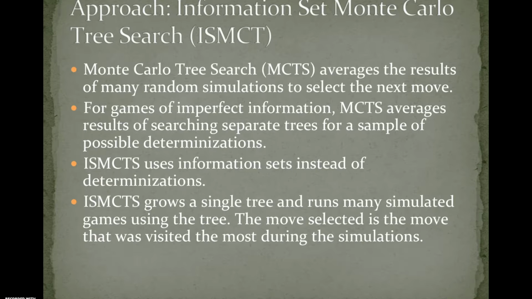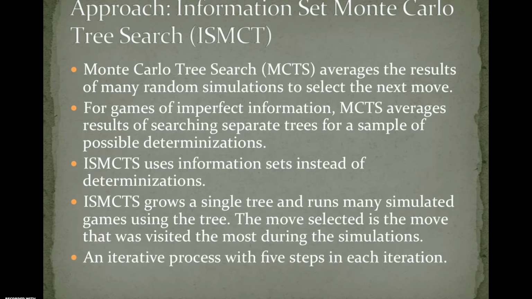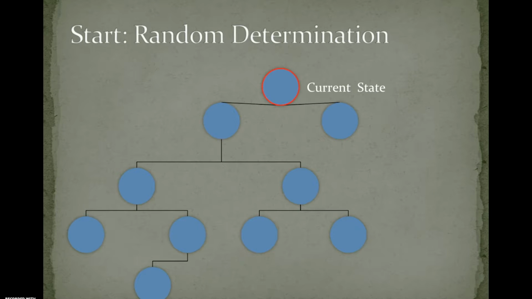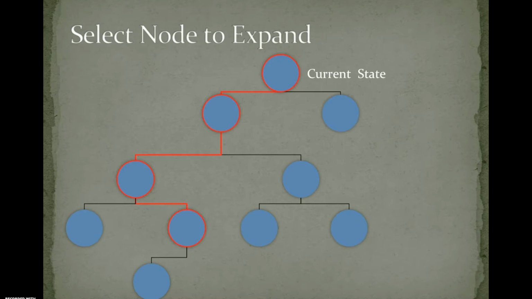The algorithm uses the same 4 steps as Monte Carlo tree search, except an additional first step is introduced. Thus, the following 5 steps are repeated each iteration. The unknown cards are randomized and distributed. This random determination is used as the root of the game tree. Next, select a node to expand. The tree is descended until a node with an untried move is found.